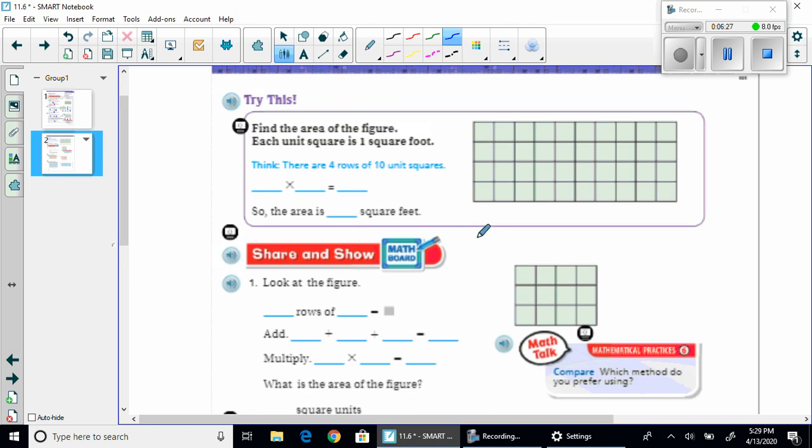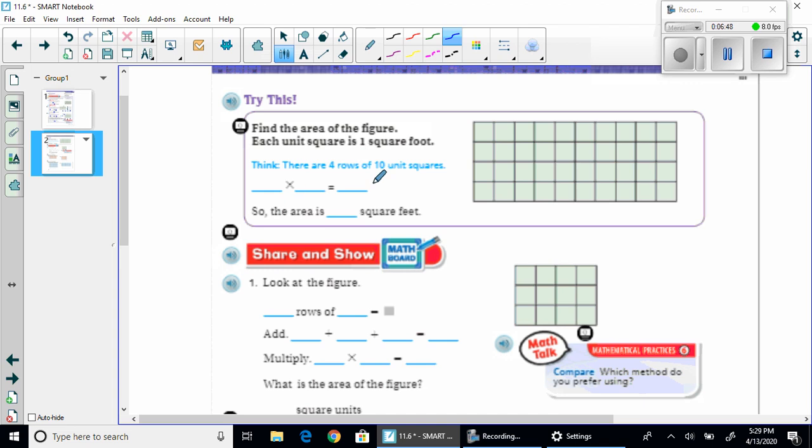All right, so this page is very similar to the first. They're going to give you a rectangle and we need to find the area. Remember, the area is how many unit squares we have, okay? So find the area of the figure. Each unit square is 1 square foot. So we are measuring in square feet.